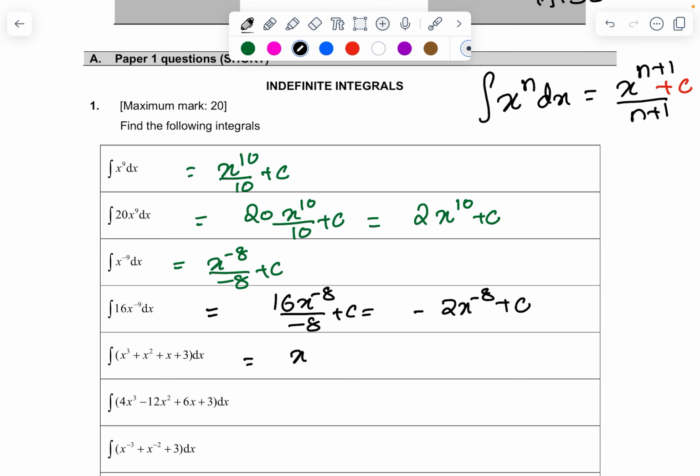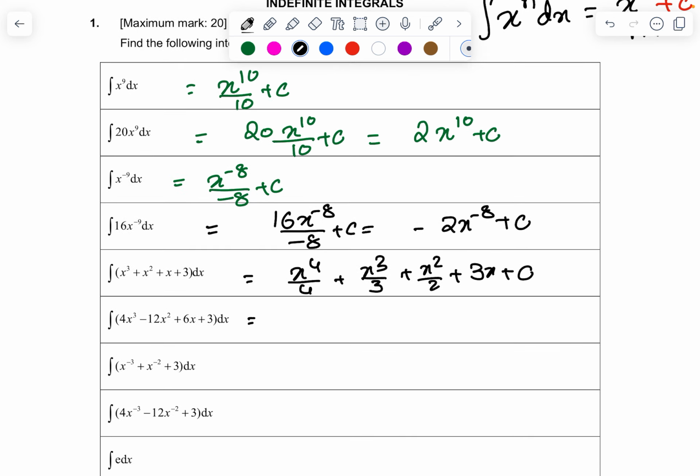Then the x cube integral is x power 4 upon 4, x cube upon 3 plus x square upon 2 plus 3x plus c. Now this becomes 4x to the power of 4 upon 4 minus 12x cube upon 3 plus 6x square upon 2 plus 3x plus c. If you want to simplify it, you can further simplify it. 4 cancels, 3 times 1, 3 times 4, 2 times 1, 2 times 3.